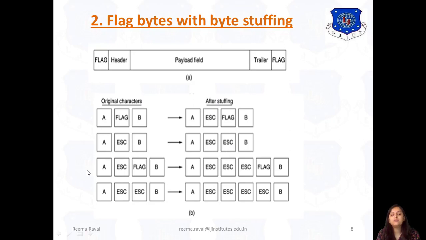Now in the third case, when ESC and flag both are there in the data, it will use the ESC accidental flag two times, one for the first ESC and one for the flag. So after stuffing, it will look like this: A, ESC, ESC, ESC, flag and B. So here two ESCs are accidental flags, one for ESC and another one for flag.